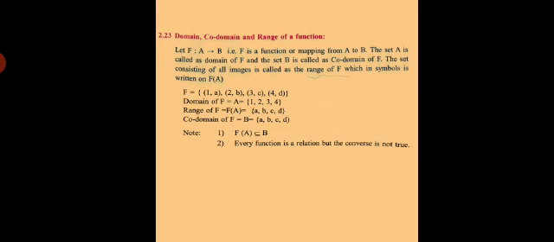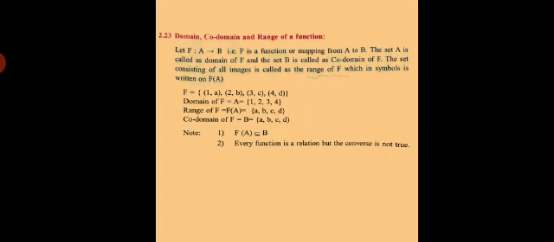Next concept: domain, codomain and range of a function. Let f be from A to B, that is, f is a function or mapping from A to B. The set A is called the domain of f and the set B is called the codomain of f. The set consisting of all images is called the range of f, which is symbolically written as f(A).